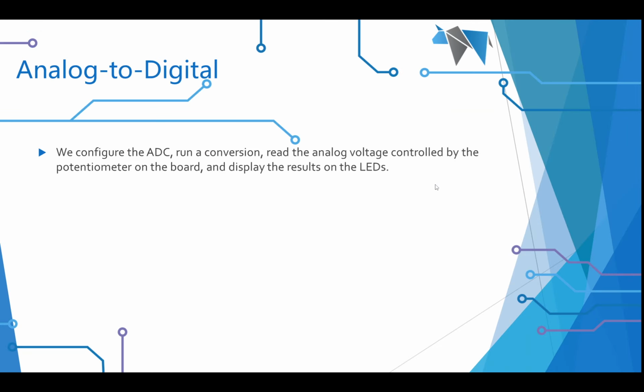So what we're going to do is configure the analog to digital, run a conversion, then read the analog voltage that's been controlled by that little 5K pot, and display those results on an LED. Really quite simple. Lots of registers involved, but the complexity of that is all masked by GCBASIC.